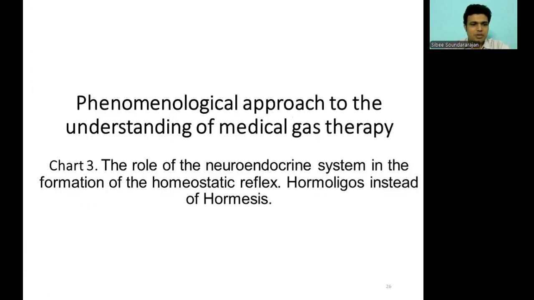The described picture of the therapeutic effect of medical gases would be incomplete without indicating the well-known integral system of the body, which is responsible for organizing such a complex reaction as the homeostatic reflex. Could the antioxidant system play this role? Of course not. Given their diversity and specificity, of course, the antioxidant system takes part in the body's reactions to medical gases, but the central role in this reaction belongs to the neuroendocrine system, which is the main system for maintaining homeostasis.